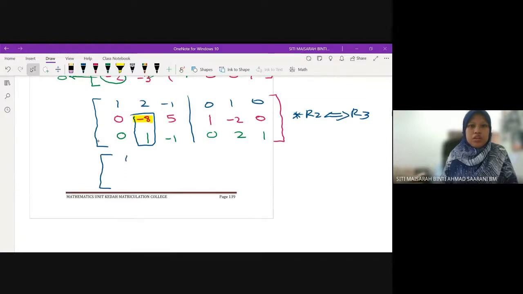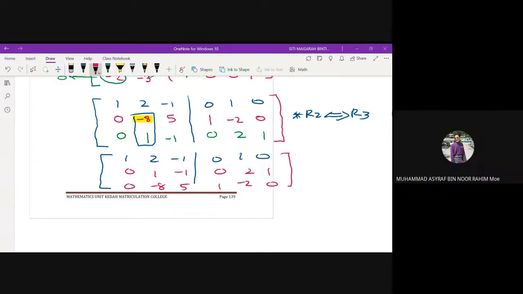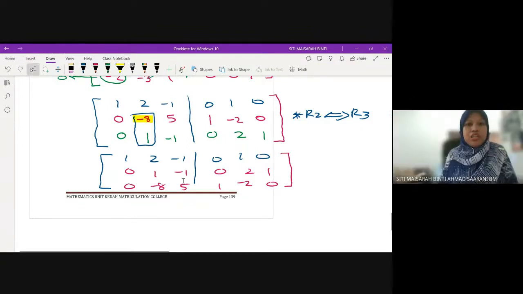So jadi kat sini 1, 2, negative 1, 0, 1, 0. And then this one becomes 0, 1, negative 1, 0, 2, 1, and 0, negative 8, 5, 1, negative 2, 0. Madam dah habis masa lah. Okay. So nanti kita sambung kat sini lah. Ataupun awak boleh cuba, nanti Madam sambung explain to next class lah. Okay. Okay, Madam.